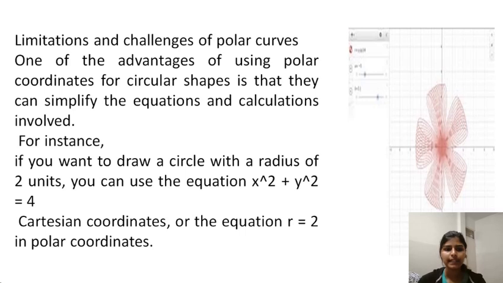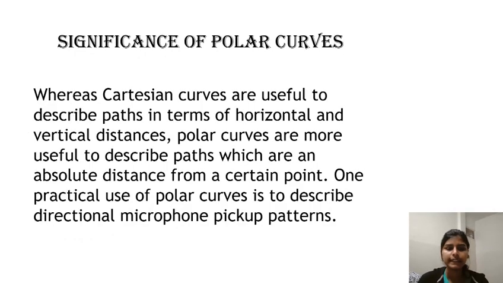Limitations and challenges of polar curves. One of the advantages of using polar coordinates for circular shapes is that they can simplify the equations and calculations involved. For instance, if you want to draw a curve with a radius of 2 units, you can use the equation x squared plus y squared equals 4 in Cartesian coordinates, or the equation r equals 2 in polar.